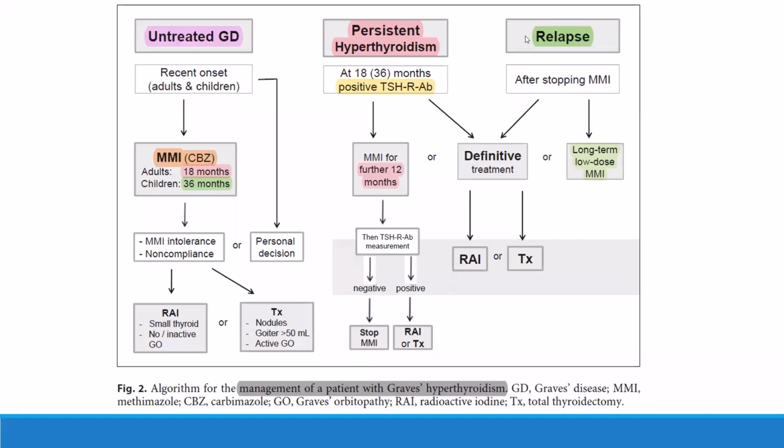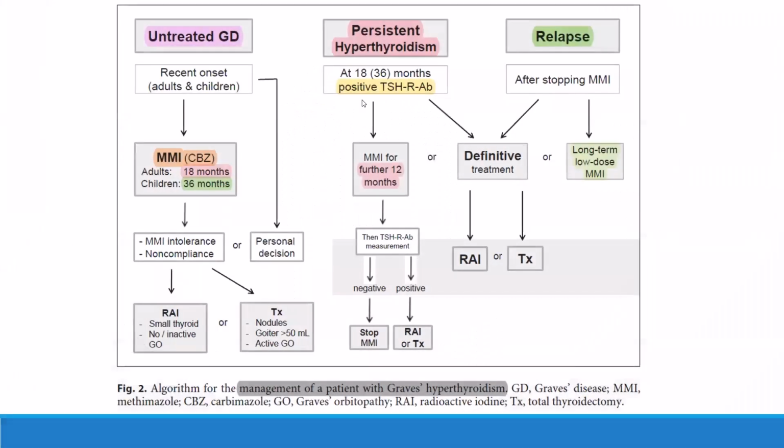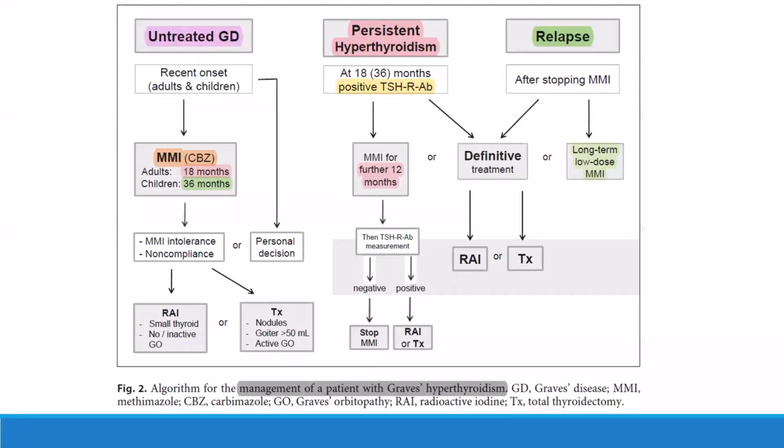If a TSH receptor antibody is still positive after 1.5 years for adults and after 3 years for children, in this situation, we should continue methimazole for another 1 year. Or another option is to go to the definitive treatment by radioactive iodine ablation or surgery. Then after another 1 year of treatment with methimazole, if TSH receptor antibody is negative, in this situation we can stop methimazole. If it's still positive, in this situation we should go to radioactive iodine ablation or surgery.